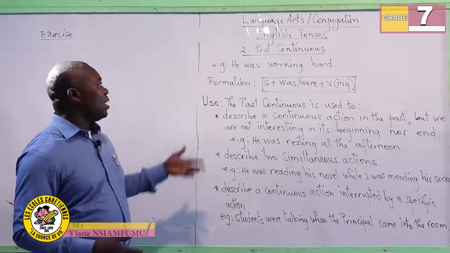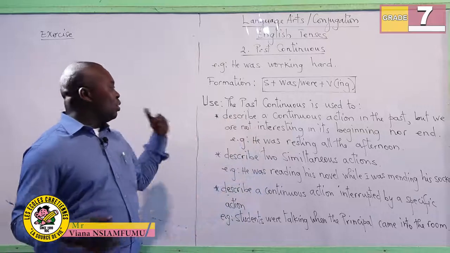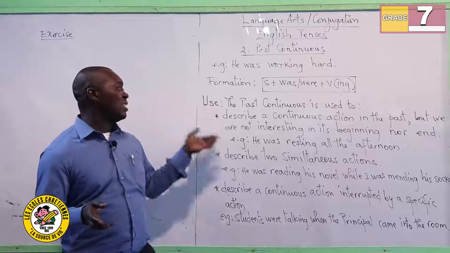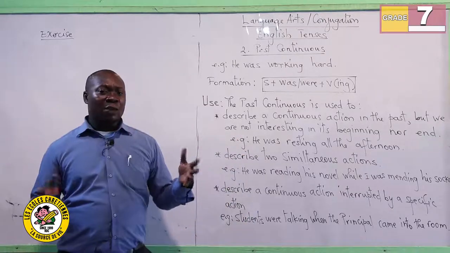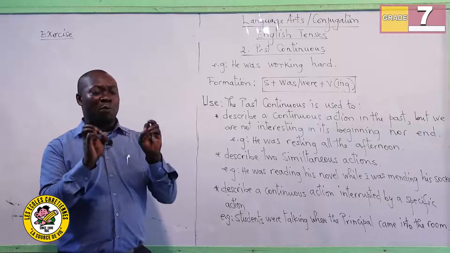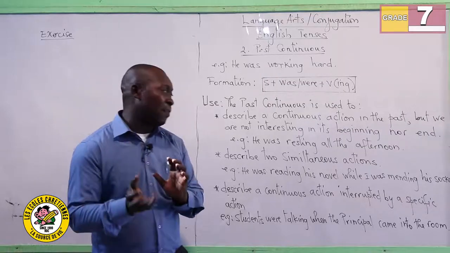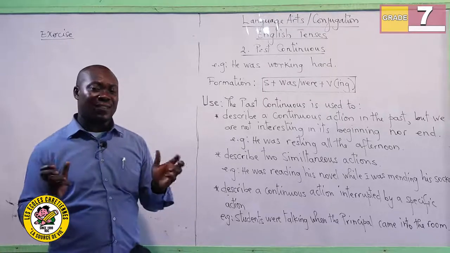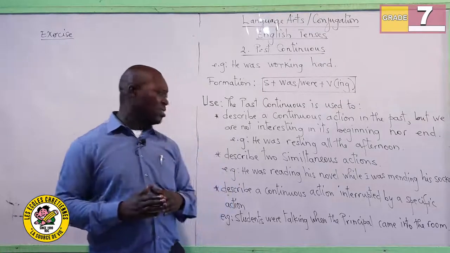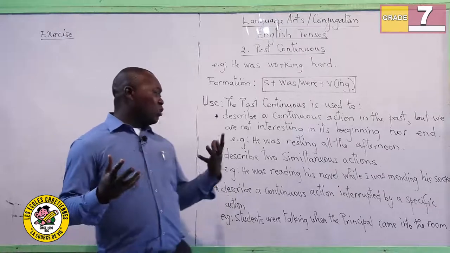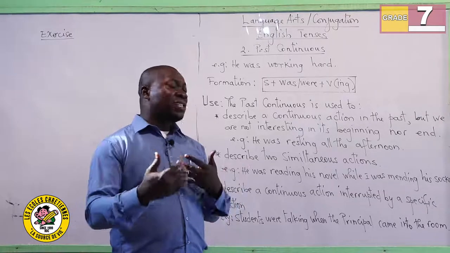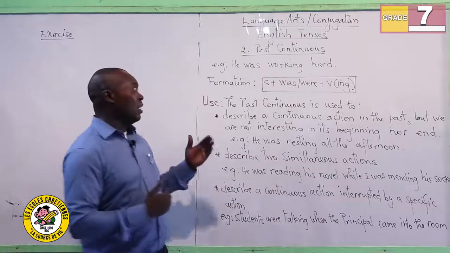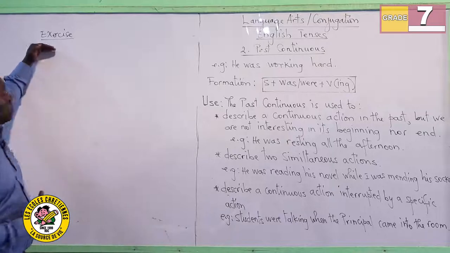First of all, we said we use it in order to describe a continuous action in the past, but we are not interested in the beginning nor end. What is important is to know that an action took place in a period of time in the past, and it describes also a simultaneous action, I mean parallel actions. And it describes also a continuous action, but it was interrupted by a specific one. And then we are going to go with the exercise.